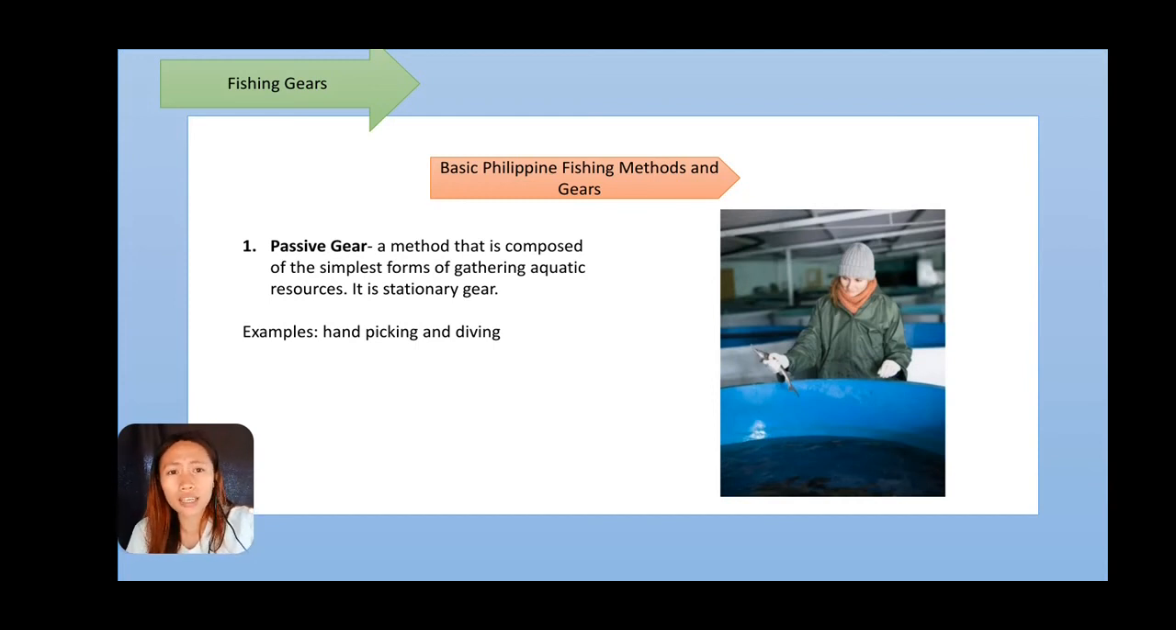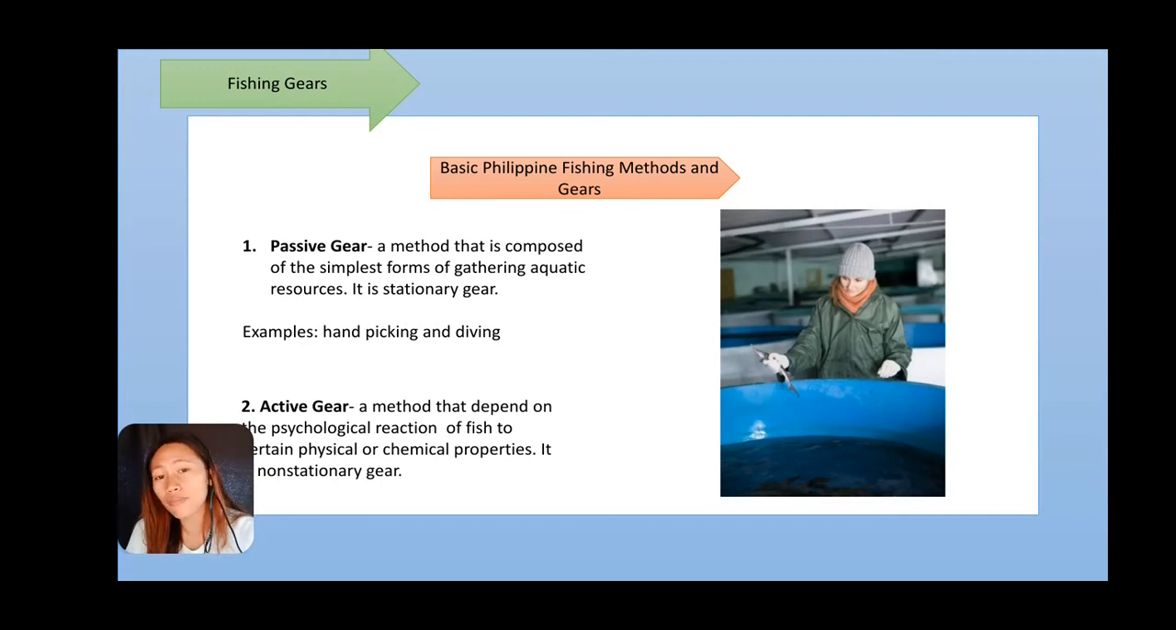So, the second gear is, we had passive earlier, so we have passive and active. The passive and active are a pair. Earlier, passive is where you don't move, you're stable, you stay in your spot, you don't move around. In active gear, it's the reverse. It is non-stationary, wherein you need more energy and more movement to get the fish. Okay? That's a simple definition of the two.